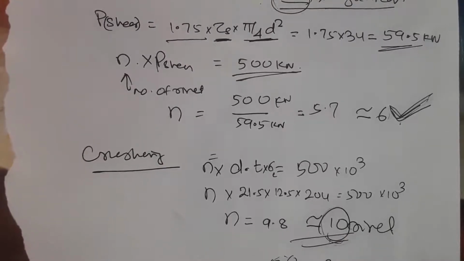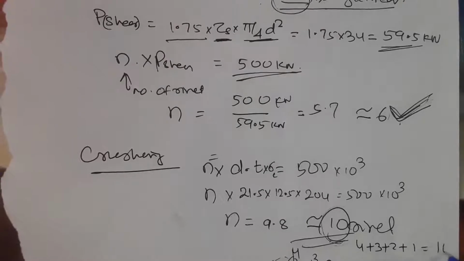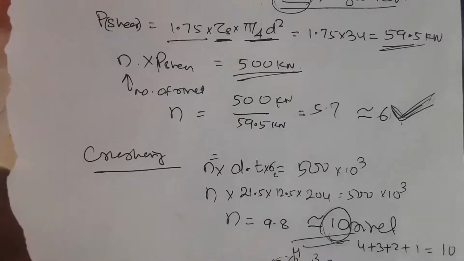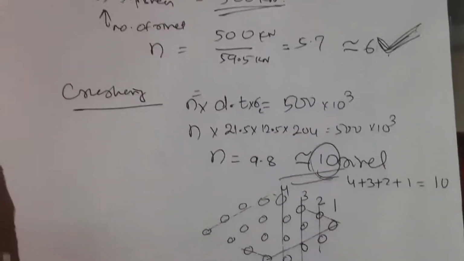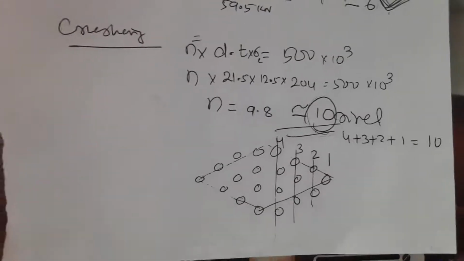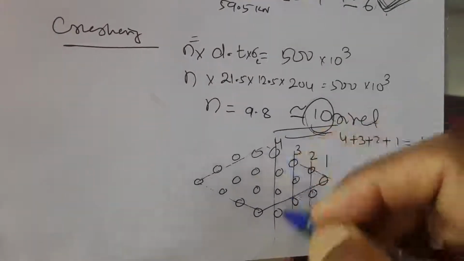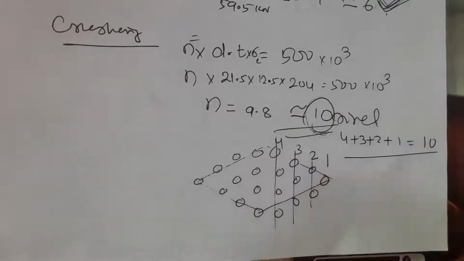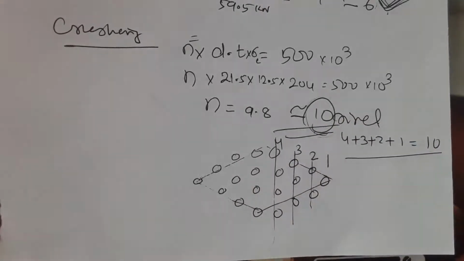So 1, 2 rivets in this section, 3 rivets in this section, 4 rivets in this section. So 4 plus 3 plus 2 plus 1 is 10 rivets. So this is perfectly making a diamond shape joint. So 1 rivet, 2 rivets, 3 rivets, 4 rivets. So total is 10 rivets per plate. So this is making the entire arrangement.